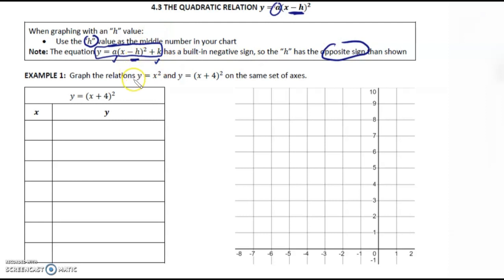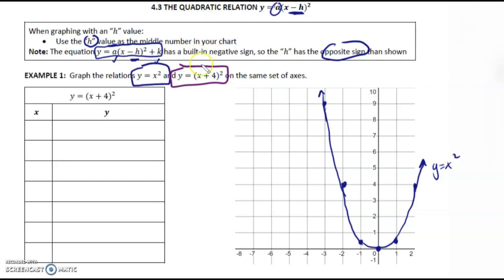For example, let's start with this. Graph the relations. We're still going to start with y equals x squared. Let's do that first. 0, 0, negative 1, 1, 1, 1. Negative 2, 4, 2, 4. It's okay on the right-hand side that we're not going to keep going. Negative 3, 9. And you just go like this. That we've done a million times. We should all have those coordinates memorized.